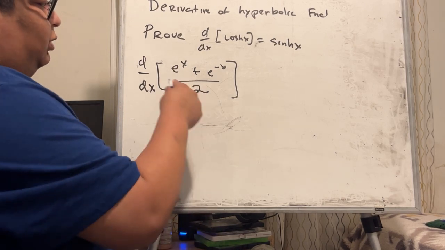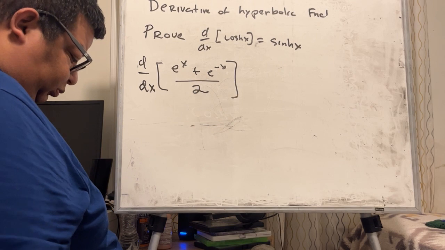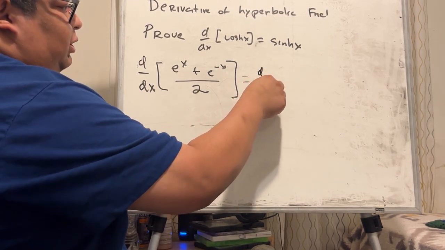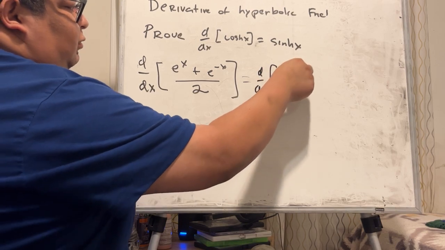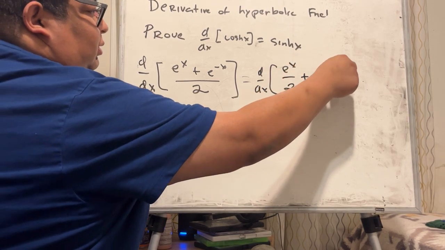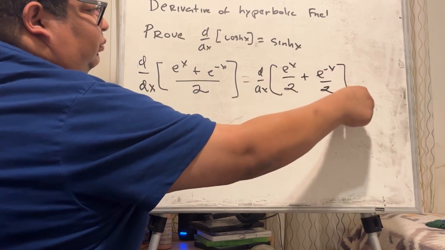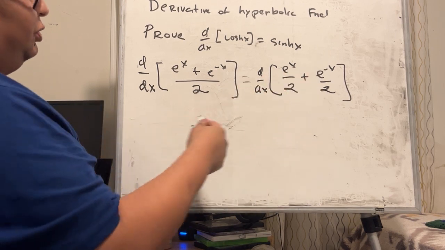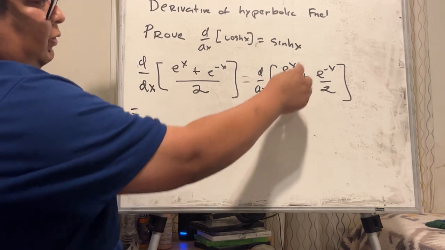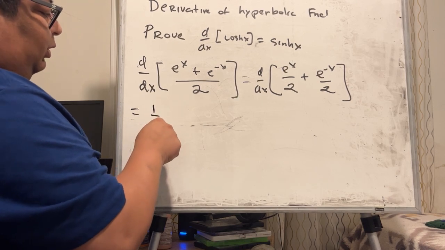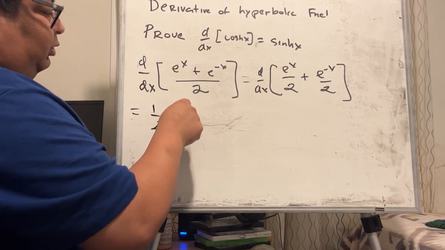Okay, now we're gonna split it up, so that becomes d/dx of e^x over 2 plus e^(-x) over 2. Okay, now we take the derivative of each term. So the derivative of the first term is gonna be equal to 1/2 e^x.